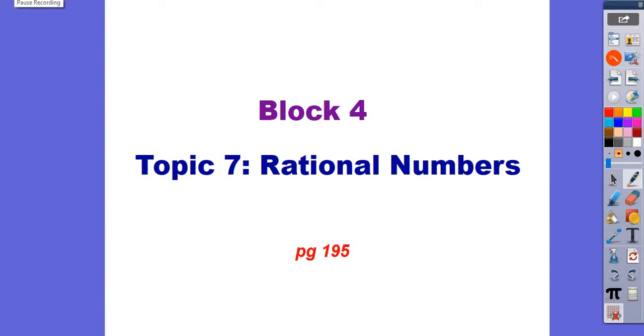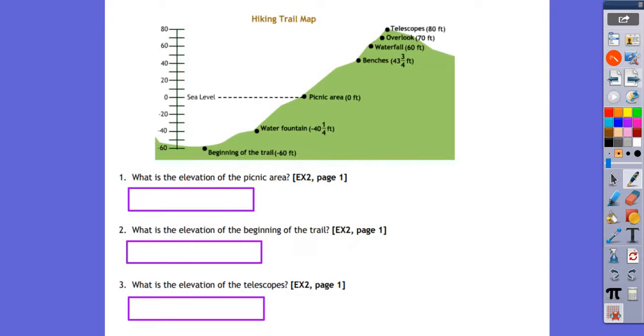Welcome to Block 4, Topic 7. You should be on page 195. And first thing we're going to look at is this hiking trail map that some of us have seen before on a constructive response, if we did the constructive response. So I have a hiking trail here, and I have different locations that I can stop along the trail.